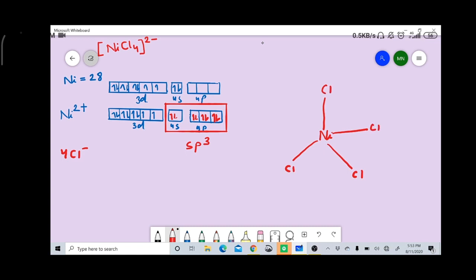In this complex ion, nickel has 2 unpaired electrons in 3d orbitals. So this complex is paramagnetic in nature.